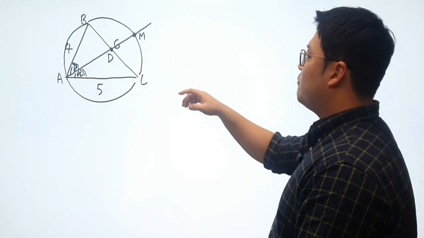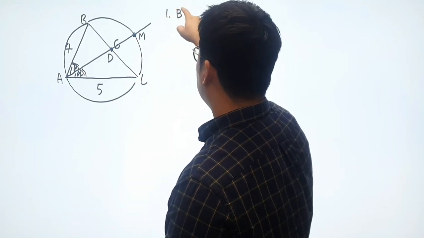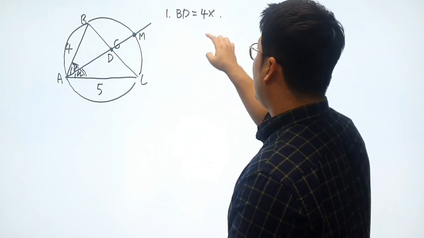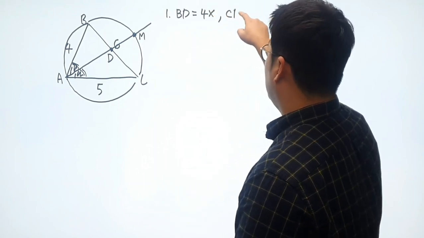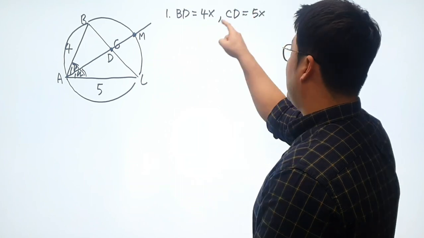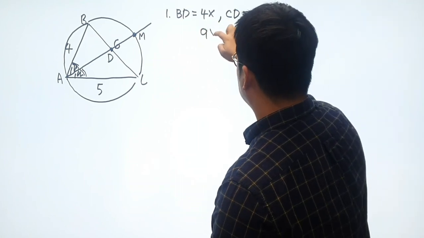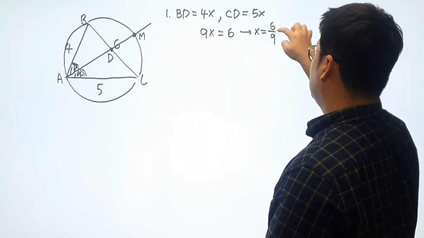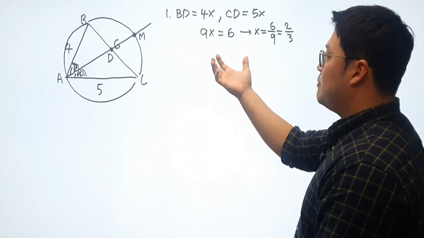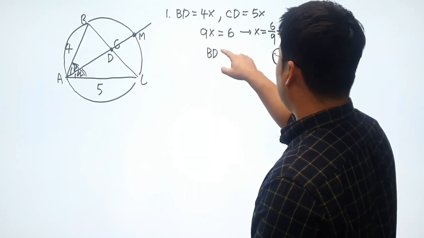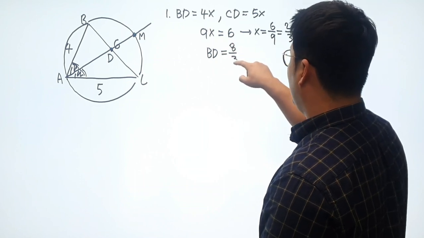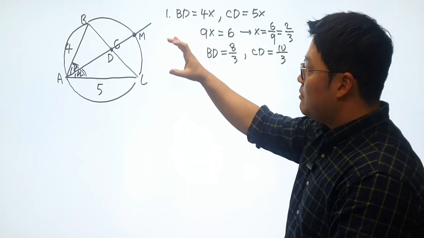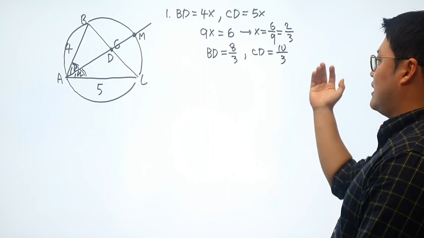So first, step 1, what do we know about BD? BD is going to be 4x. I'm just going to say 4x. And what do I know about CD? Well, CD is supposed to be 5x. If I add up these values, that becomes 9x, and that turns out to be 6. So we get x equals 6 over 9, which becomes 2/3. So BD becomes 8/3, and CD turns into 10/3. That makes sense, the sum of those two fractions becomes 6.